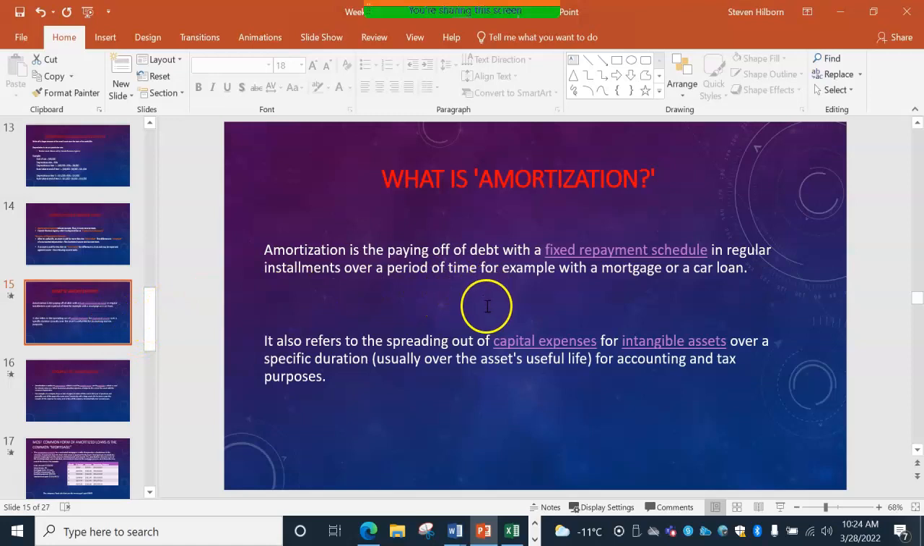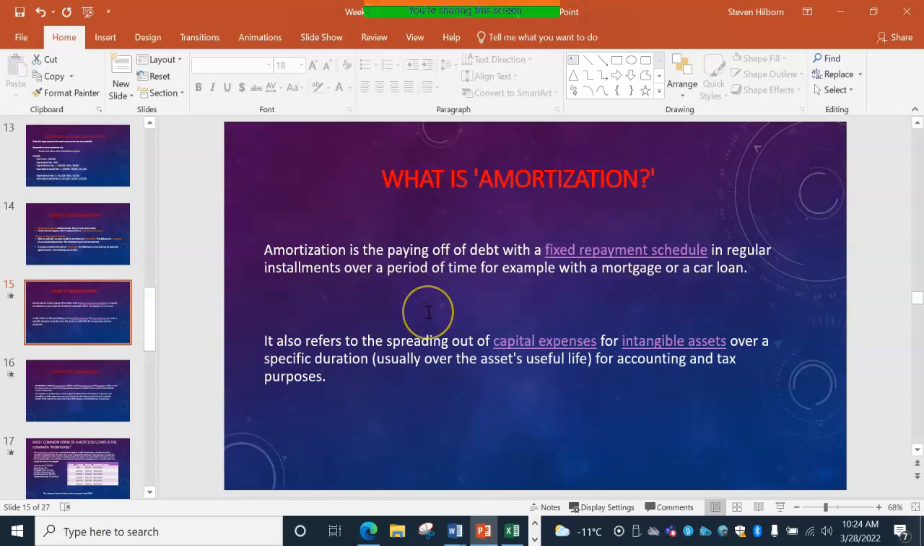Amortization is a different thing. It's paying off debt with a fixed repayment schedule in regular installments. So you may have a car loan. Some of you might have a mortgage where you have amortized your debt. You're paying this off over a long period of time in regular installments, even like your tuition, or your OSAP, or any kind of funding that you have, any loans.